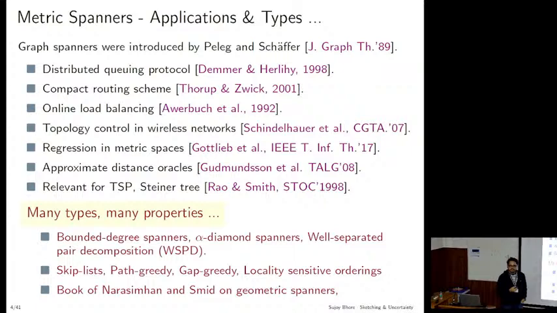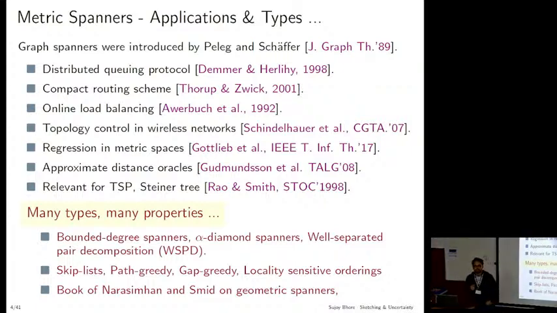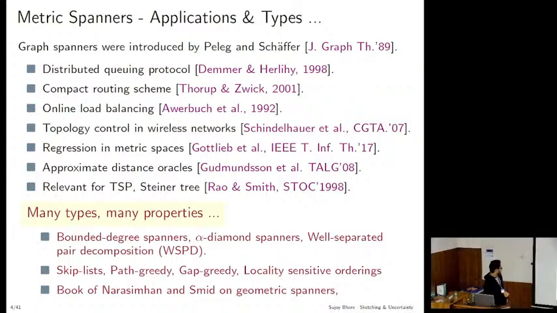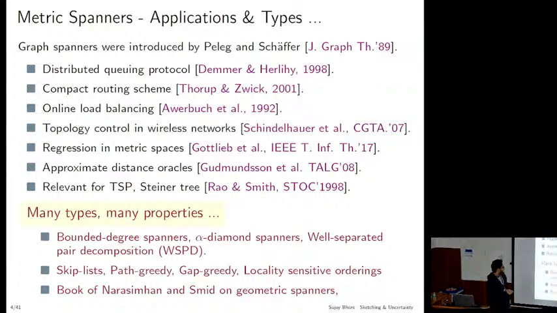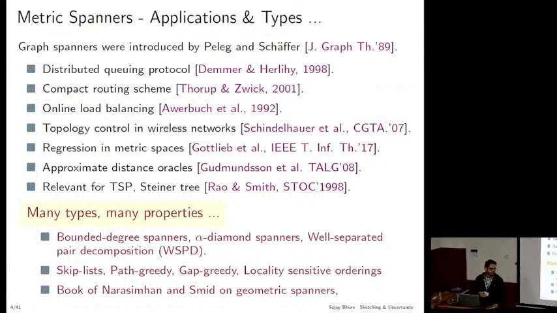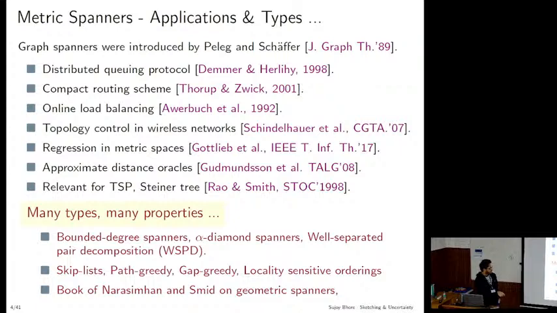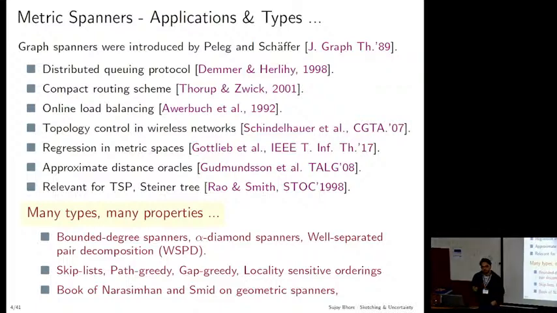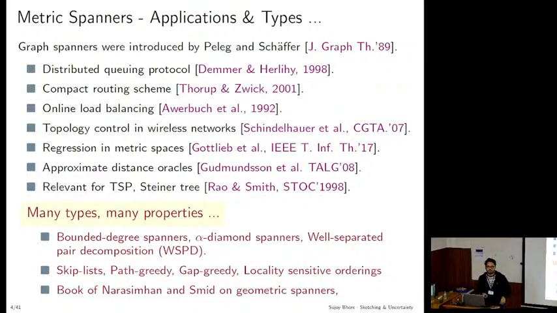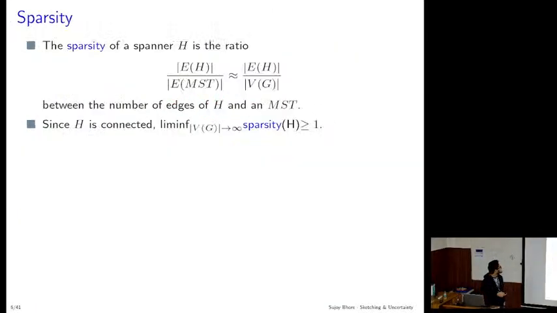And over the years, many different kinds of constructions have been proposed. To name a few, different types of greedy spanners, bounded degree spanners, WSPD based spanners, and so on. Very recently, there are new kinds of constructions, locality sensitive orderings, and many other types. Until 2007, everything is very nicely summarized in the book of Narasimhan and Smid on geometric spanners. But then also a lot of things happened in the last 15 years or so.